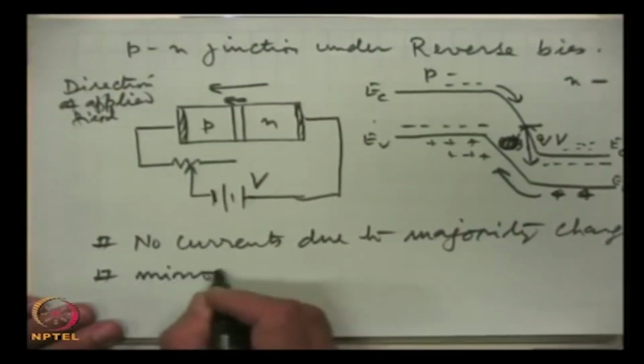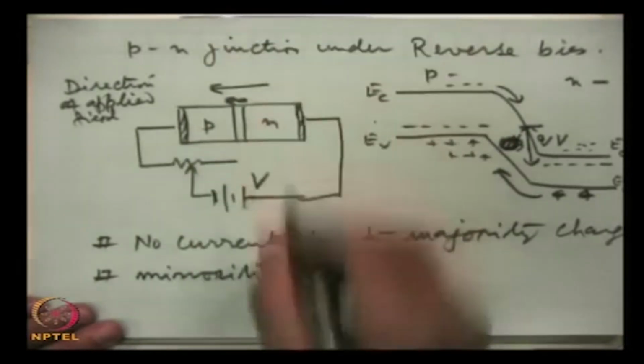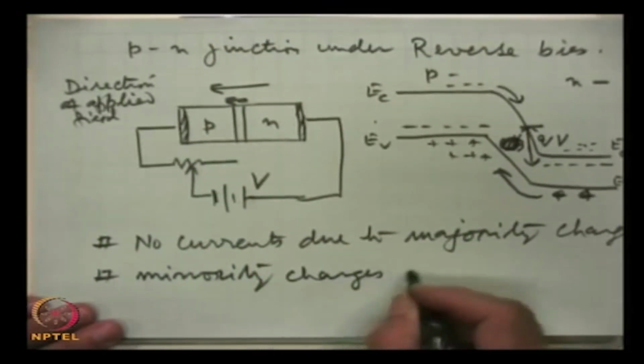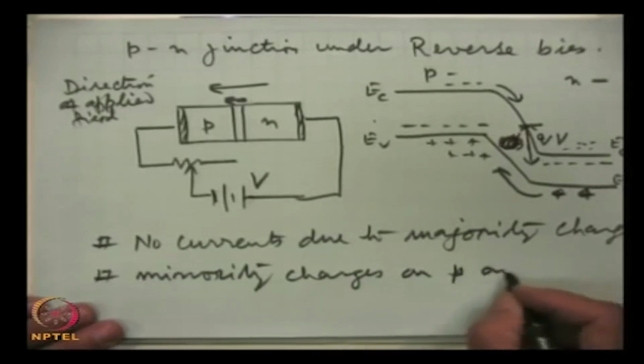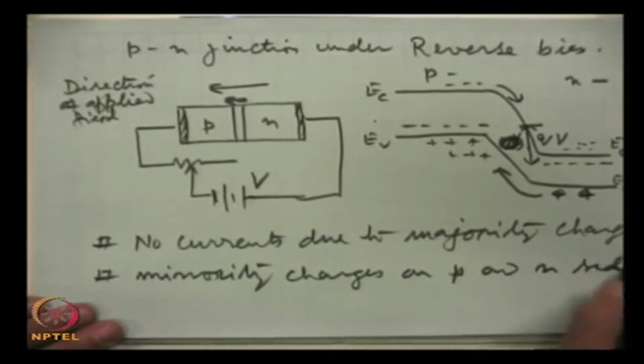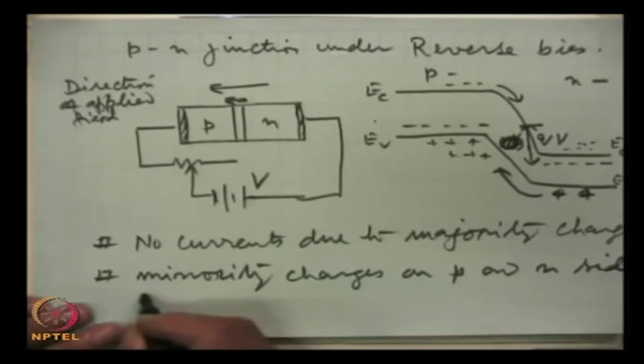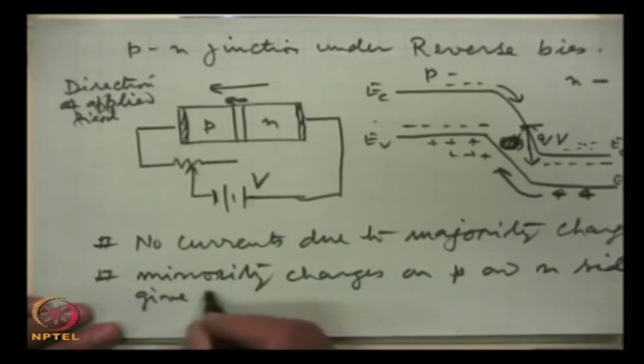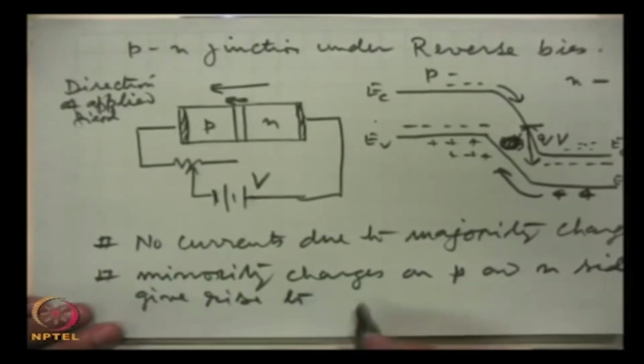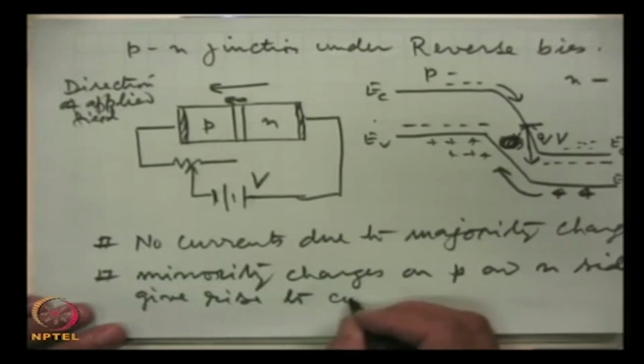Minority charges on p and n side give rise to current.